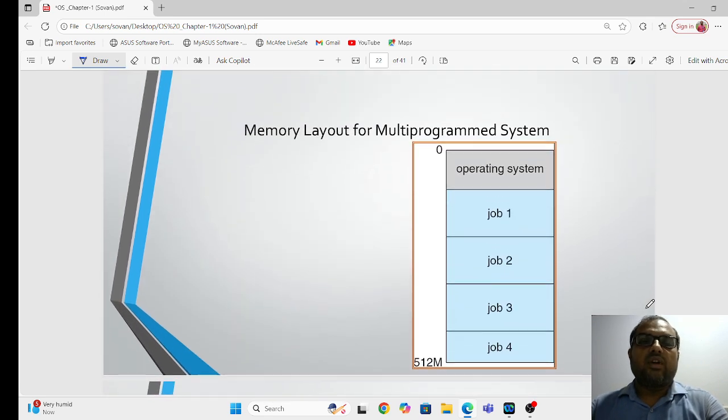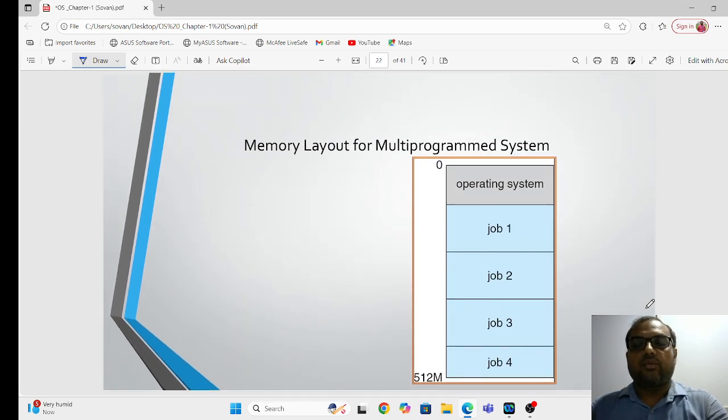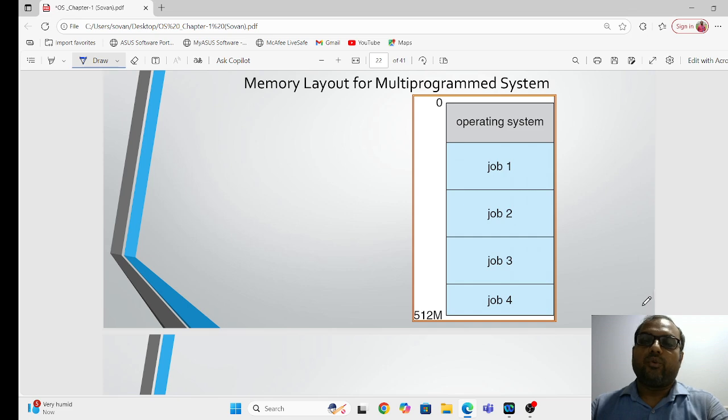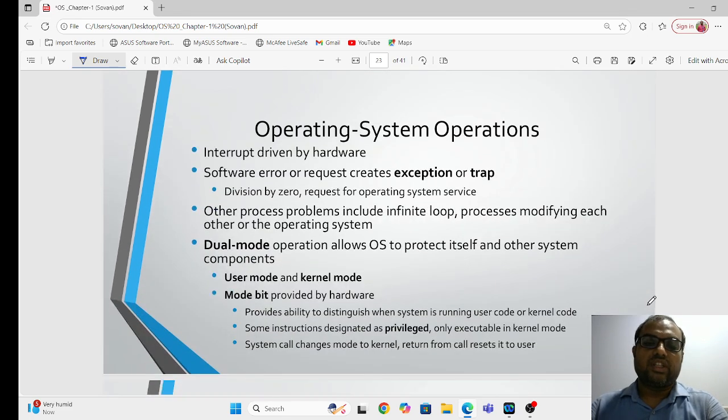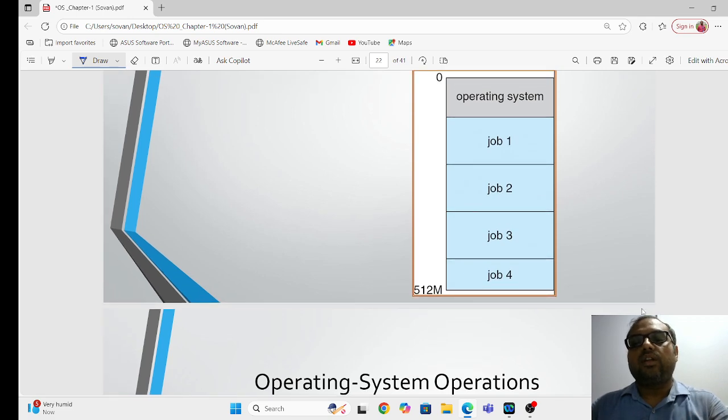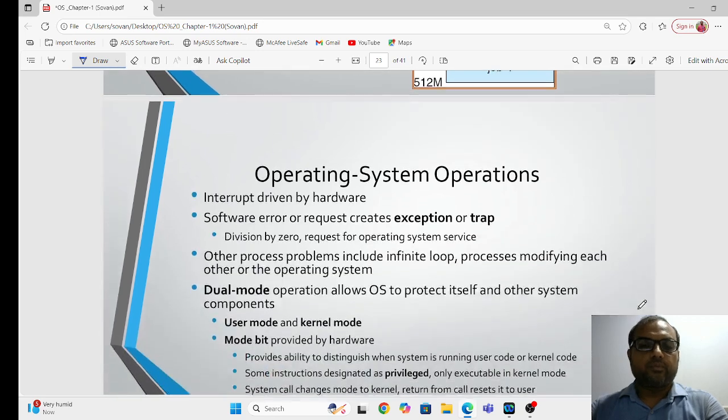Now this is the layout of a multi-programming system. Suppose the operating system is loaded first, and there are four jobs, then the jobs will be executed one by one. All the jobs are initially stored in main memory, and when one is finished, that job is freed from memory.